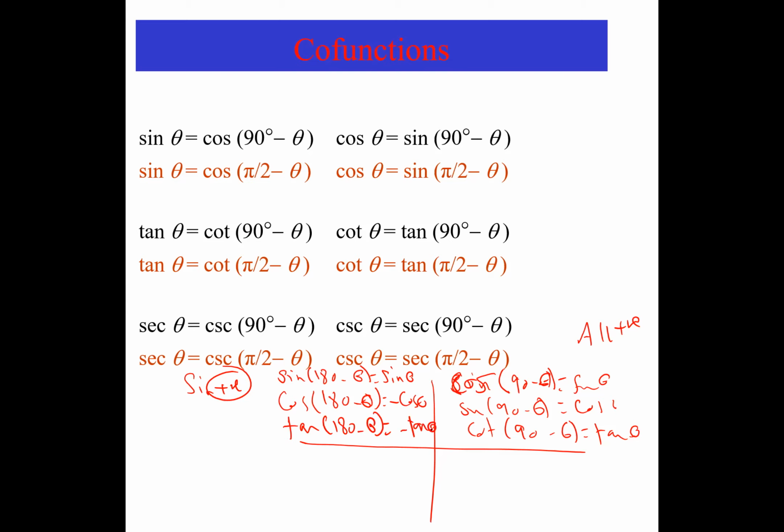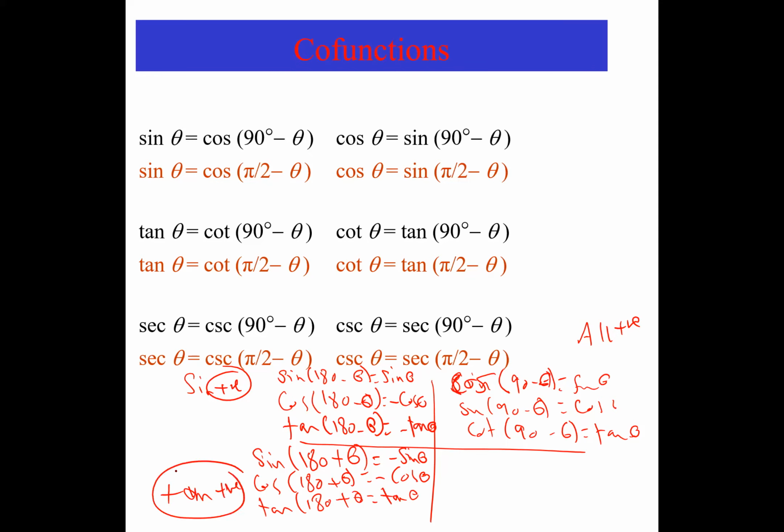In the third quadrant, the angle is called 180 plus theta. Sine 180 plus theta equals negative sine theta, because sine in the third quadrant is negative, and cosine 180 plus theta equals negative cosine theta, and tan 180 plus theta equals tan theta, because tan in the third quadrant is positive.